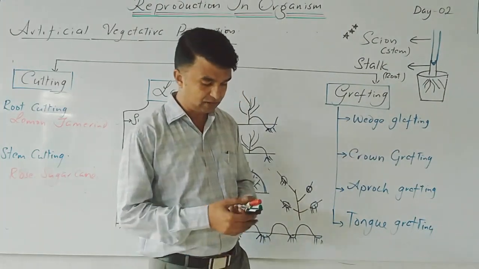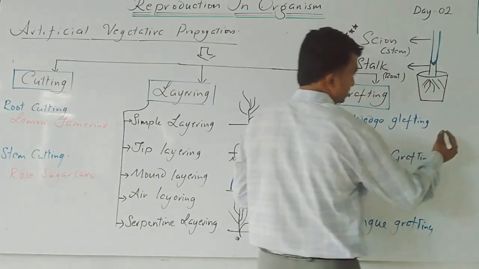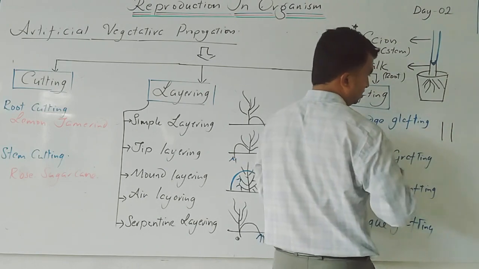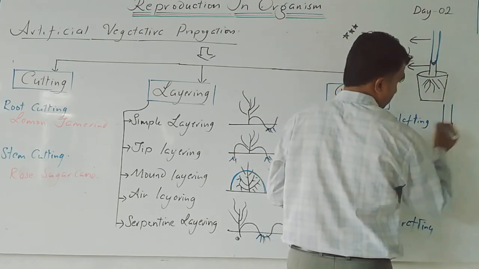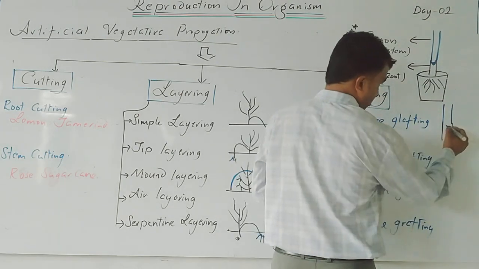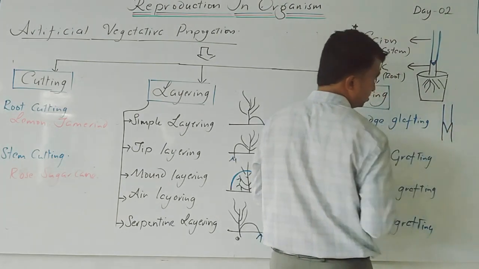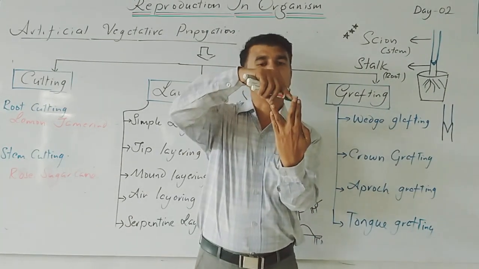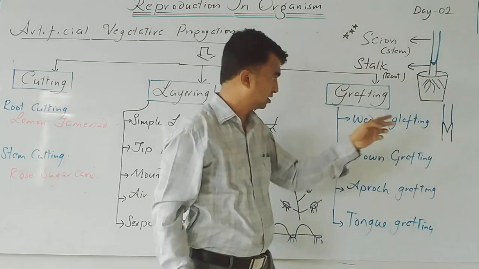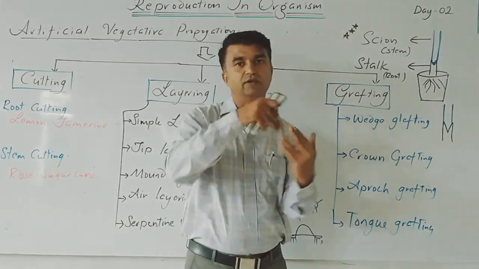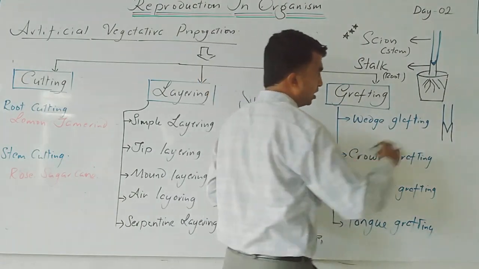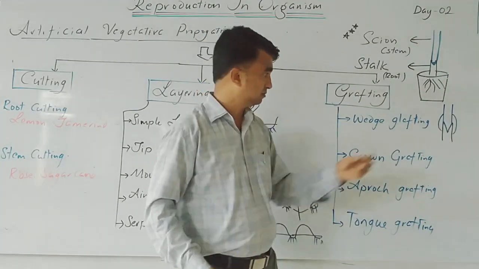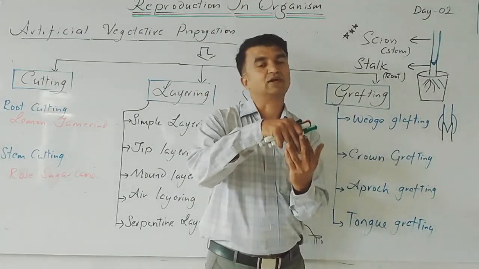Now, wedge grafting. This is a stalk and this is a scion. Yes? The scion will be like this, and the stalk, if this is a stalk, I will cut it in a wedge shape. In that wedge, the scion is inserted. So this is wedge grafting. Surrounding this, the grafting clay is molded and tied. After a certain period of time, both the tissues will graft.